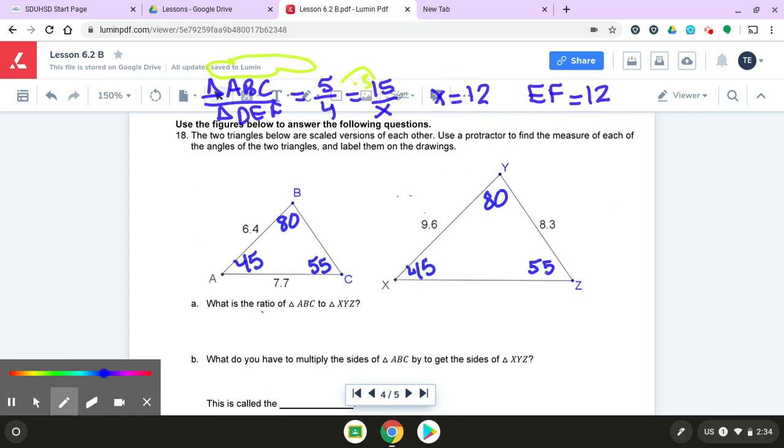All right, so I see that these triangles have the congruent angles. So you should have got congruent angles. That means that one just got enlarged of the other. What is the ratio of ABC to XYZ?